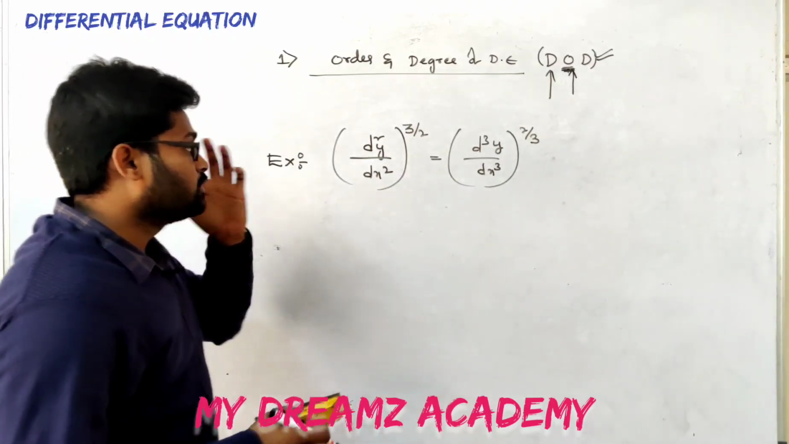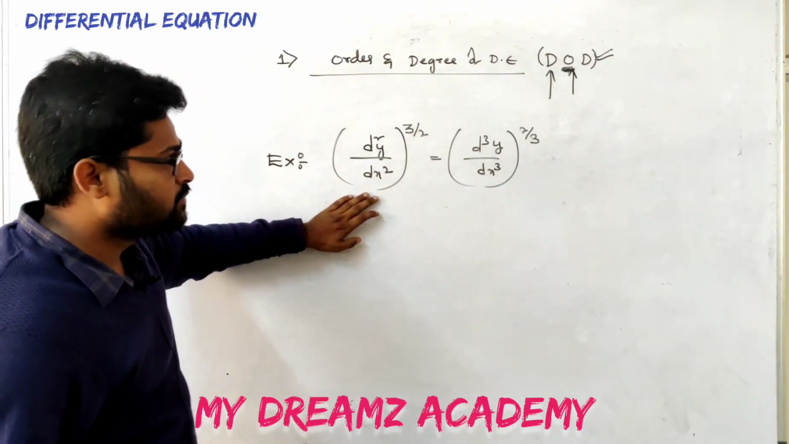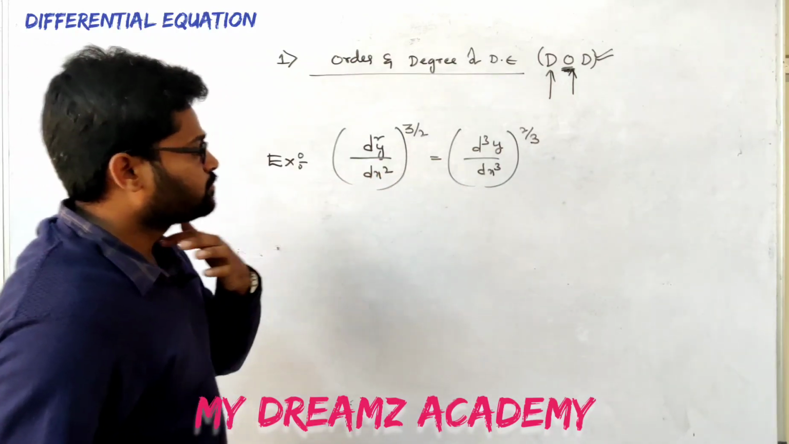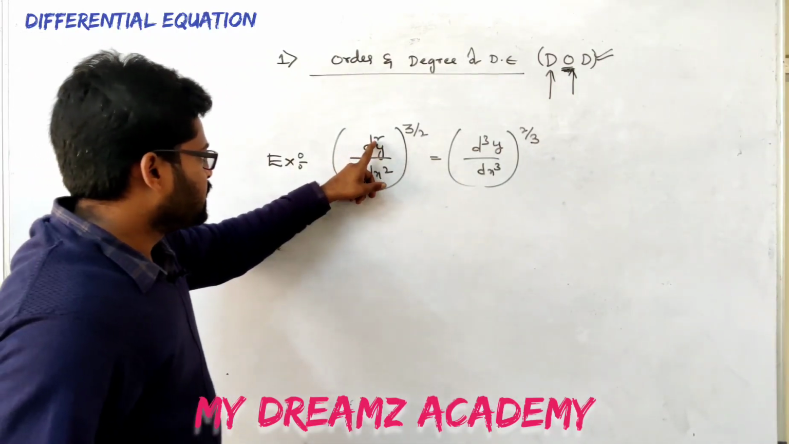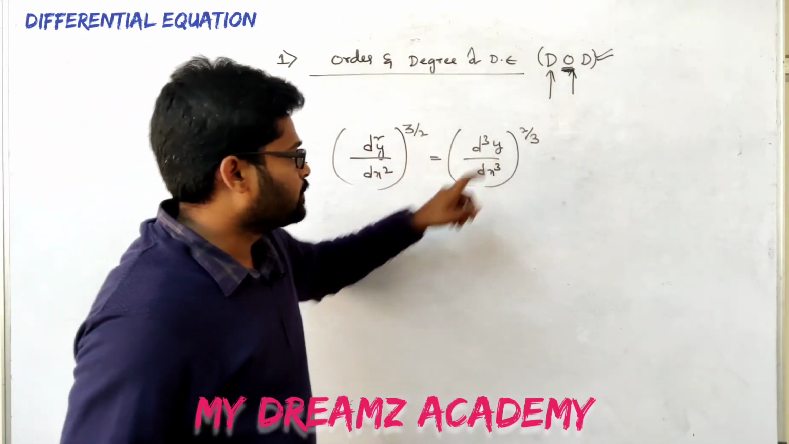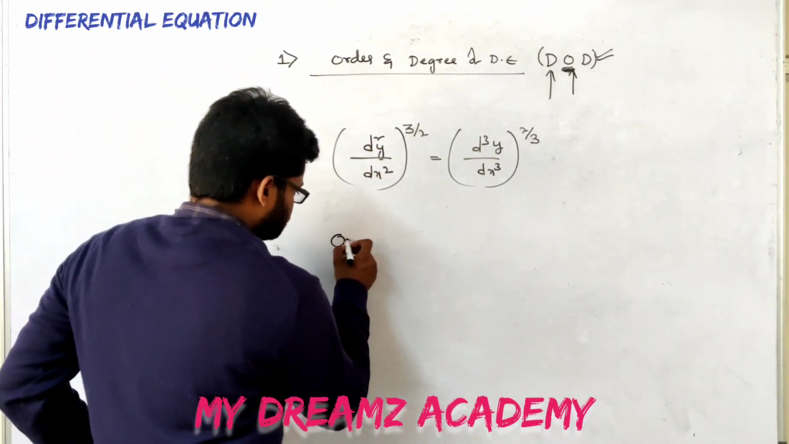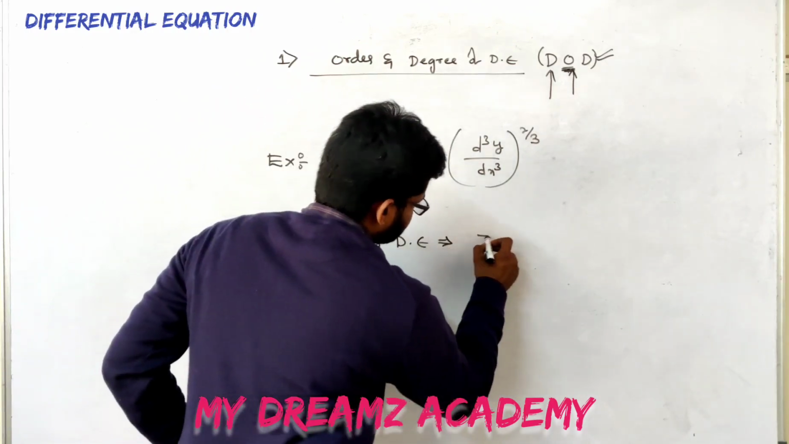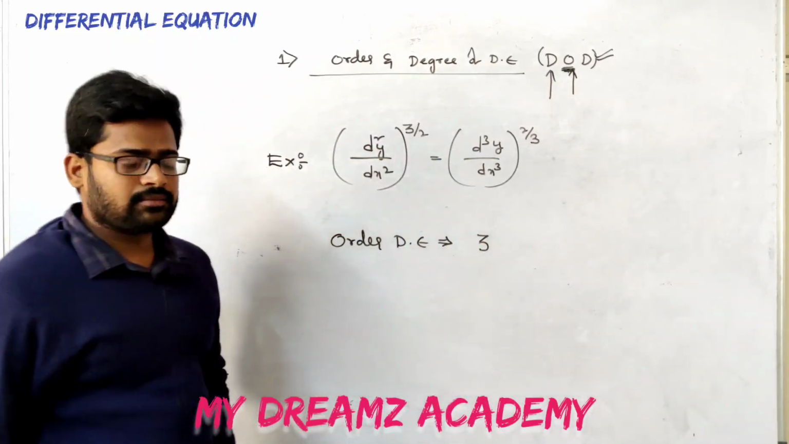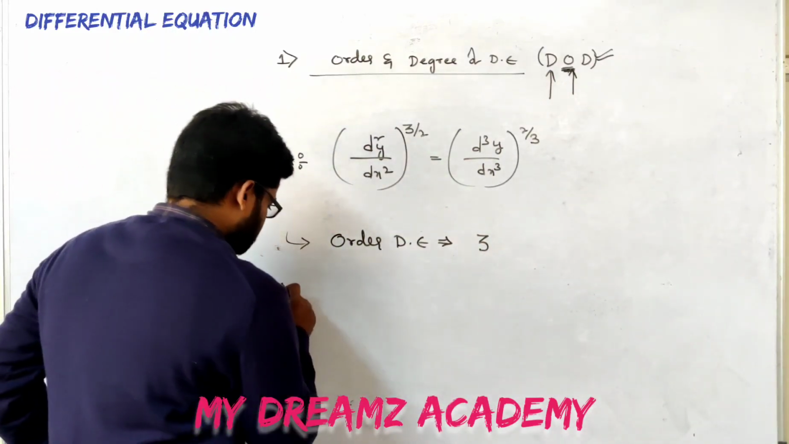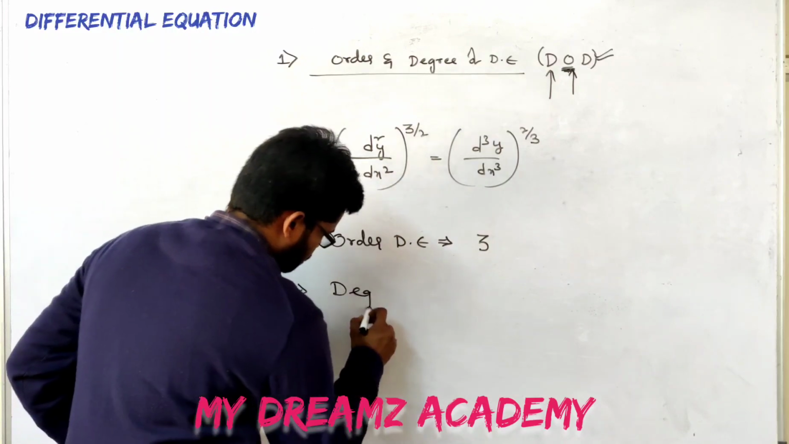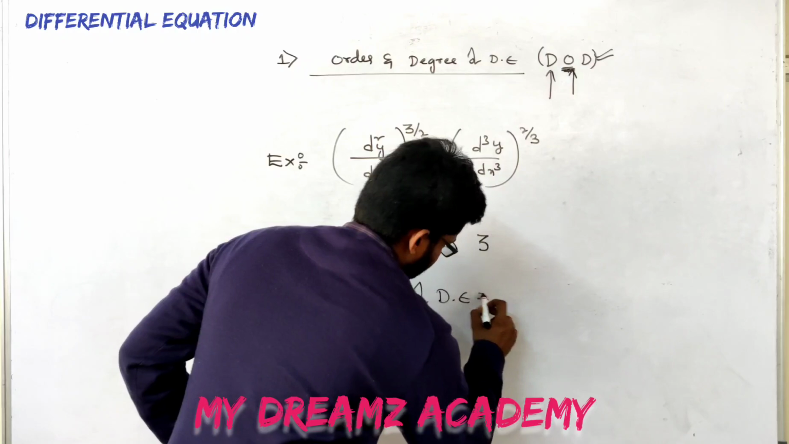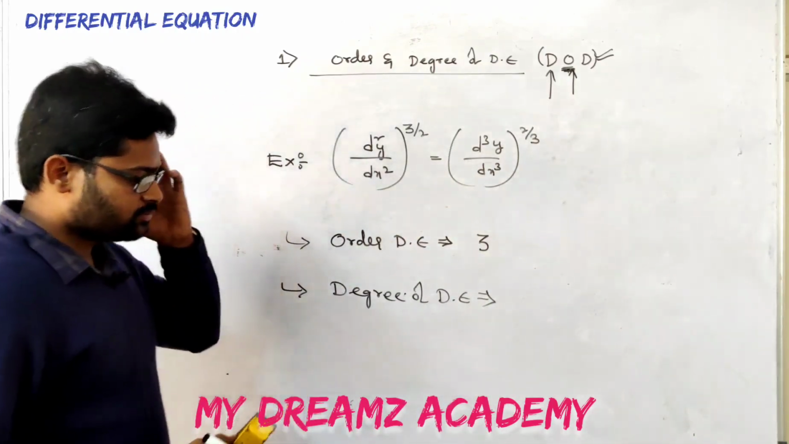First thing that we need to see, the given equation is a differential equation. And second thing, we need to see the highest order of a differential coefficient. This contains power 2 and this contains power 3. So the order of the differential equation is 3. This is clear. Next, degree of differential equation.